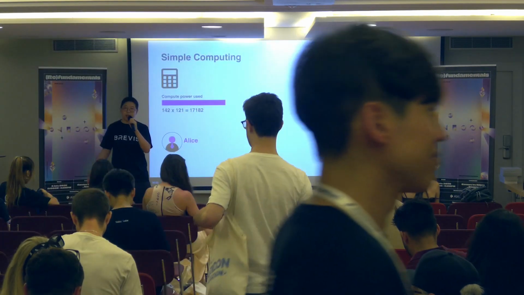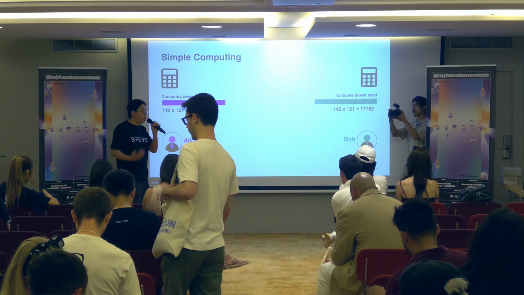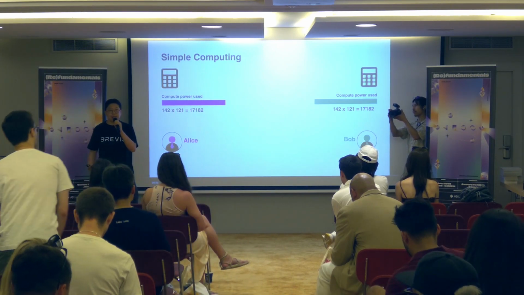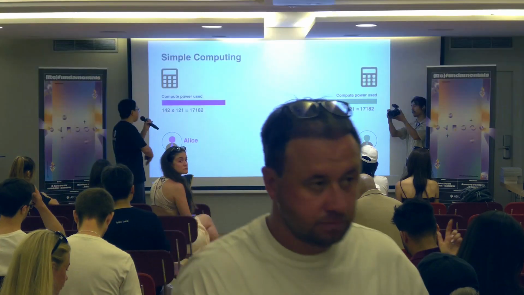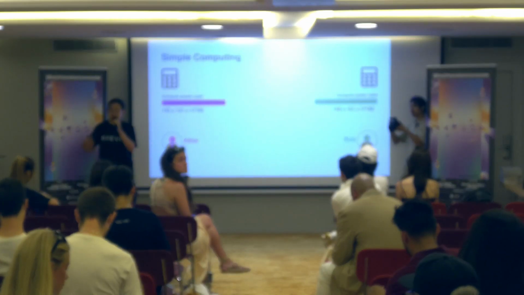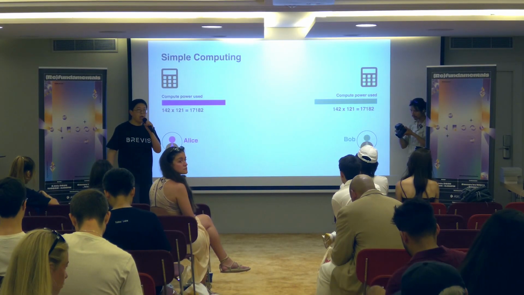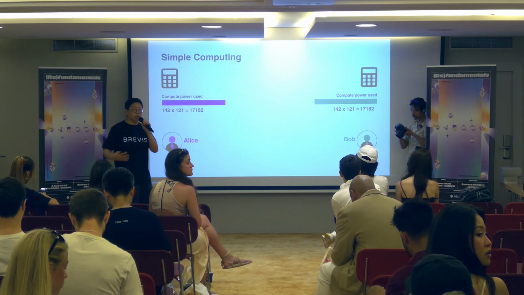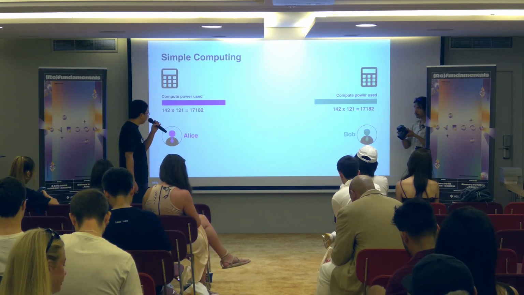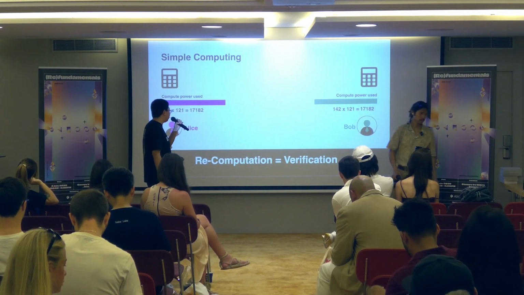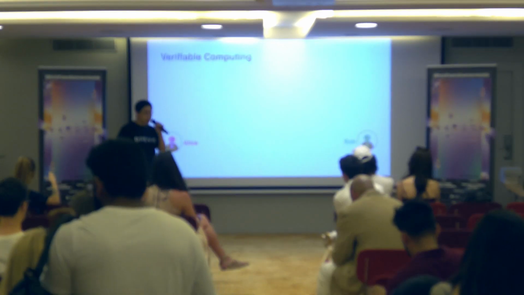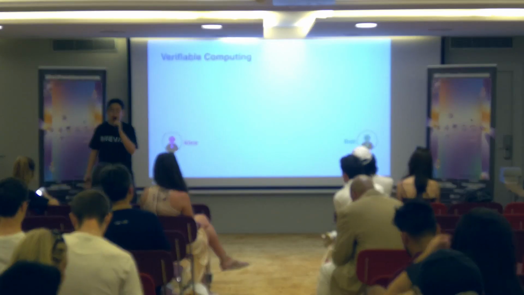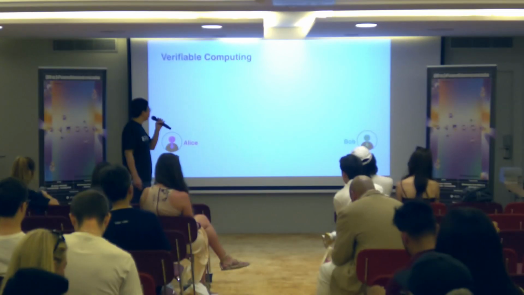The interesting thing here is that the actual cost of computation between Alice and Bob in terms of monetary cost can be significantly different. Alice may be spending $10 to do the computation. Bob may be spending $100 or $1,000 because their unit computation cost might be different. So in this particular case, recomputation is the only way to do verification. But we want to introduce a new form of computation, which is called verifiable compute.